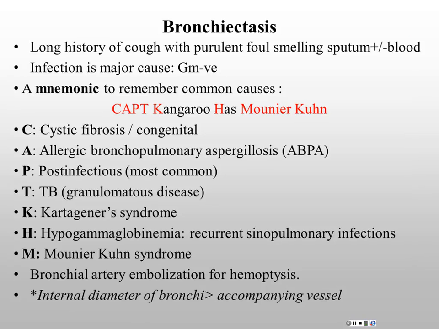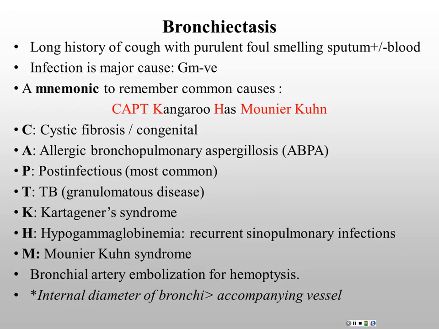So this is just a mnemonic to remember the causes. If you have a patient on the floor, you do a CAT scan and the report says bronchiectasis, you have to go through a differential diagnosis list, which can include cystic fibrosis, especially in a young adult, allergic bronchopulmonary aspergillosis, so you can order an IgE level, post-infectious, which is most common. Think about whether the patient has TB, hypogammaglobulinemia, so you can order an immunoglobulin level.